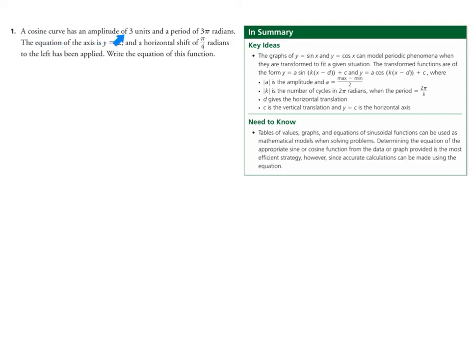A cosine curve has an amplitude of 3 units and a period of 3 pi radians. The equation of the axis is y equals 2 and a horizontal shift of pi by 4 radians to the left has been applied. Write the equation of this function.